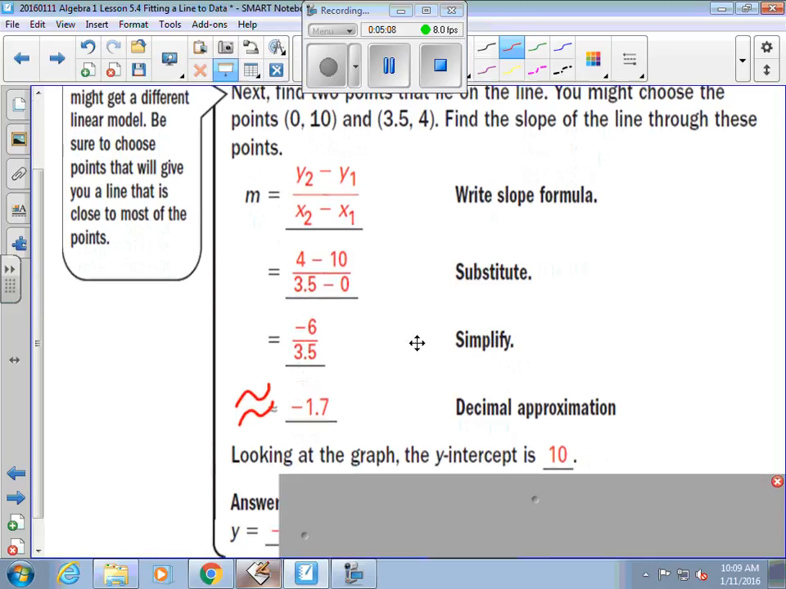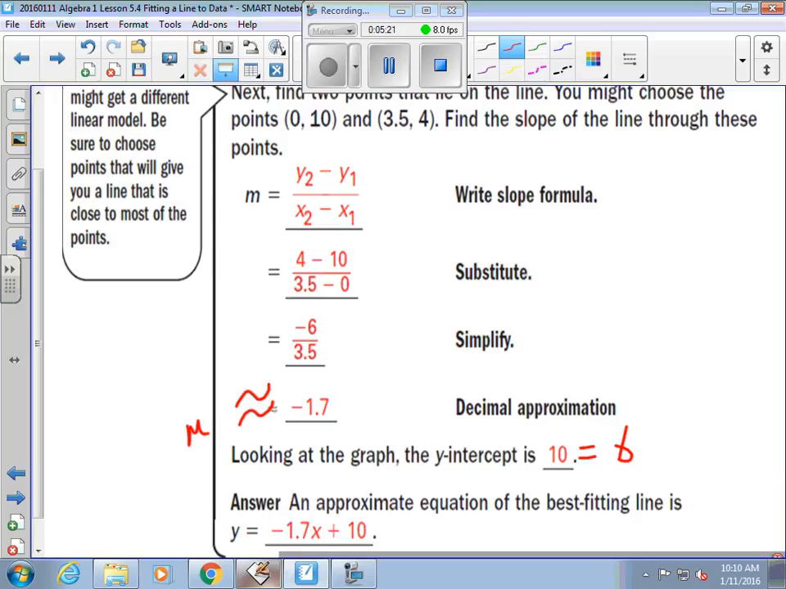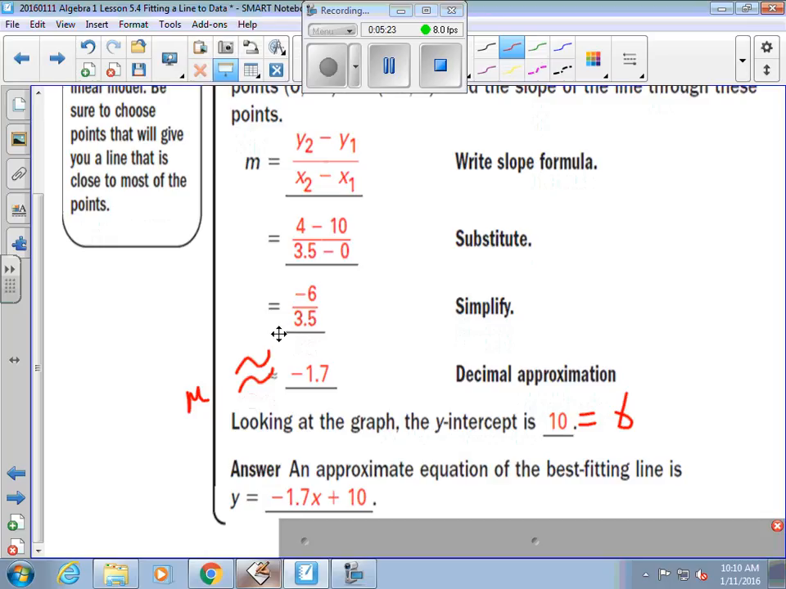And again, looking at the graph, our b value is 10. So we have b is 10 and m is negative 1.7. We have enough to write an equation. We need m and we need b. y equals mx plus b. y equals negative 1.7x plus 10.